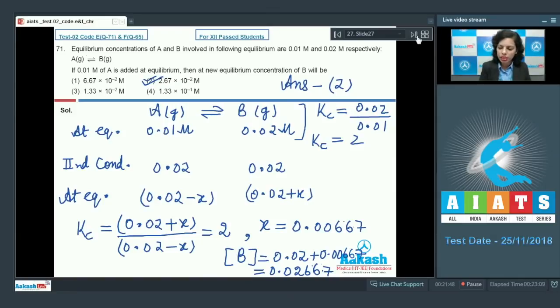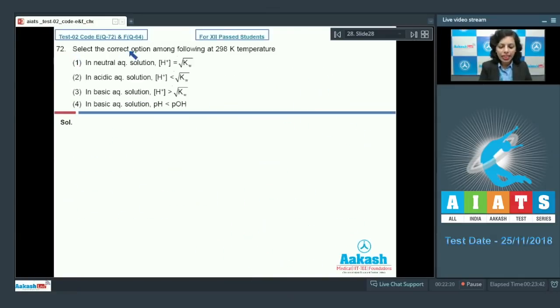Let's move on to question number 72. Select the correct option among the following at 298 Kelvin temperature. We have different options given here, and I just want to make it clear that whenever we talk about a neutral solution, always the H plus ion concentration is equal to the concentration of OH minus ion, that is equal to root of Kw, the ionic product of water.